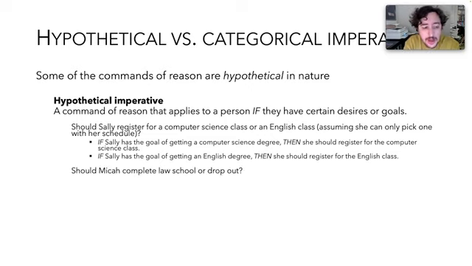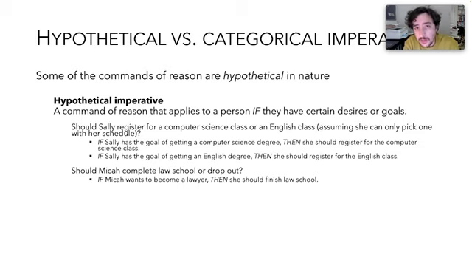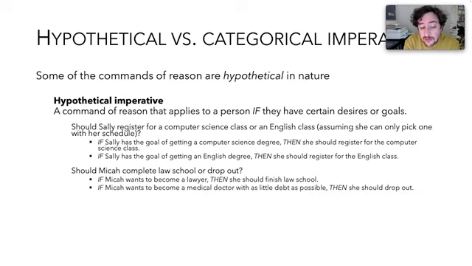Similarly, should Micah complete law school or drop out? What would be the rational thing for her to do? Well, this depends upon what her goals or desires are. If Micah wants to become a lawyer, well, then she should finish law school, because you need to finish law school in order to achieve that goal of becoming a lawyer. But if Micah decides that she wants to become a medical doctor and have as little debt as possible, well, then she should drop out.